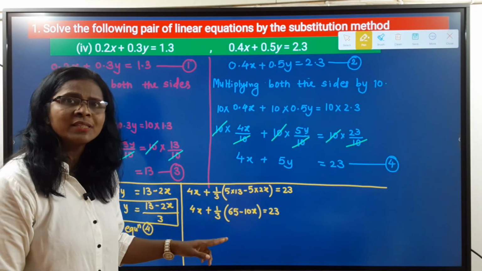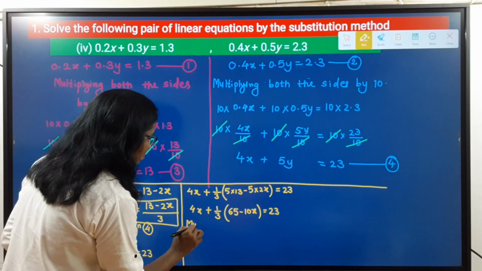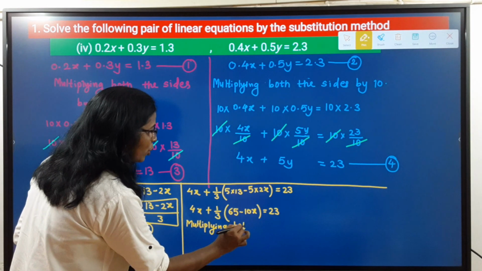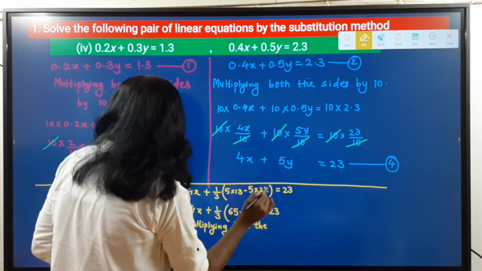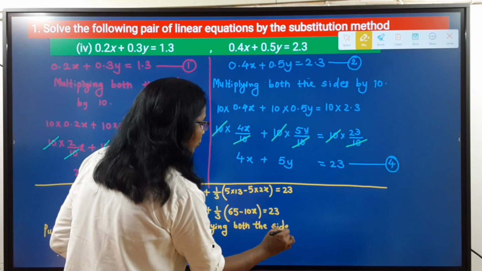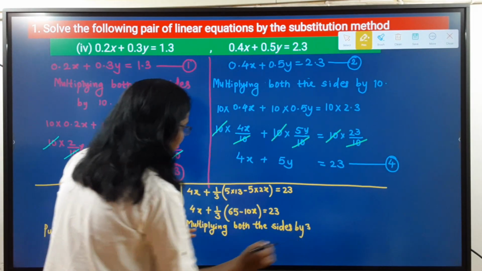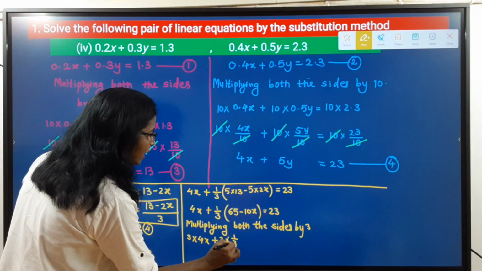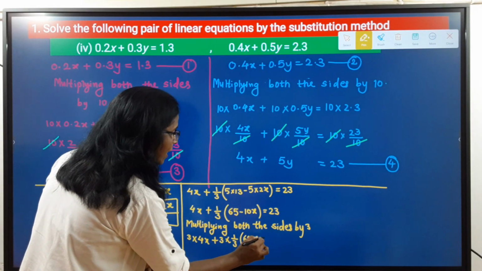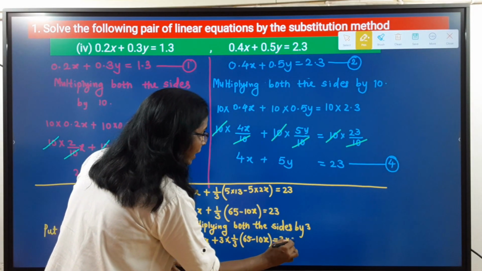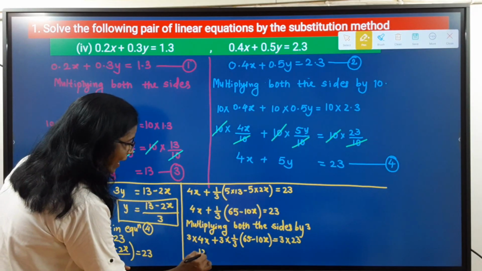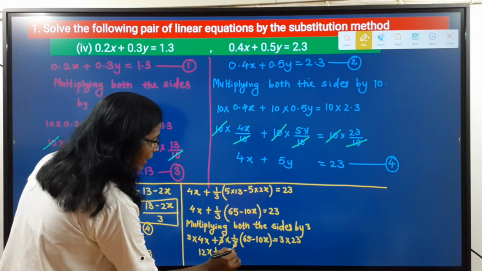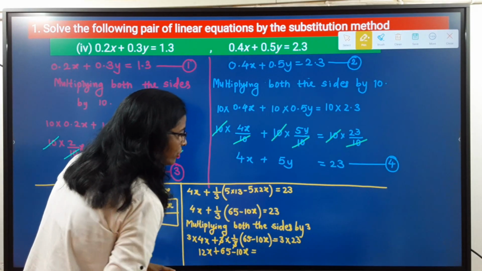So I multiply both the sides by 3. So here I write, multiplying both the sides by 3. So that means here 3 multiplied by 4x plus 3 multiplied by 1 upon 3. Here 65 minus 10x is equal to 3 multiplied by 23. So here 12x plus, here, students, the 3 gets cancelled. So here 65 minus 10x is equal to 23.